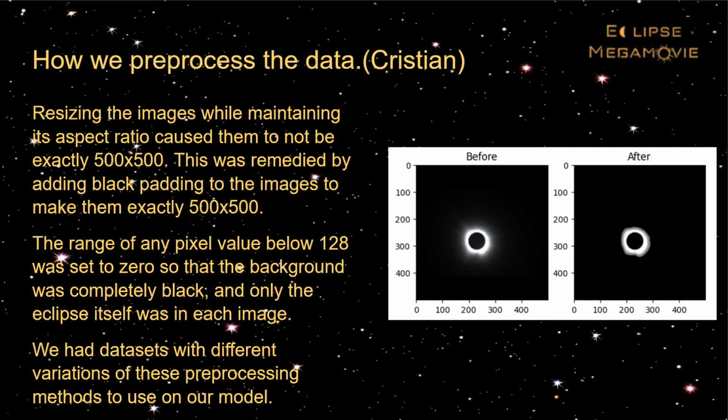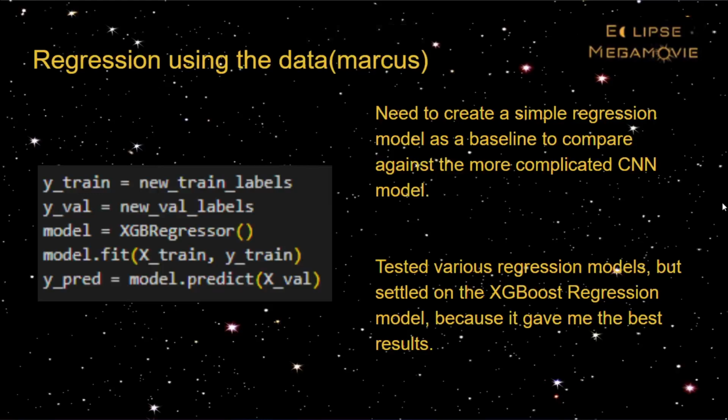model processed it. Hi, my name is Marcus, and I was tasked with creating a simple regression model to act as a baseline to compare against a more complicated CNN model. Now, I tested various regression models, but in the end, I settled with the XGBoost regression model because it gave me the best results. Now, in order to use any regression model, I had to first find a way to get values from the image to be used as the input to that model.